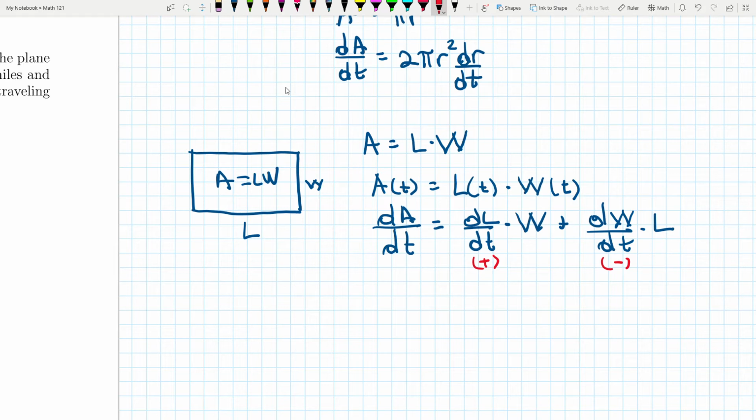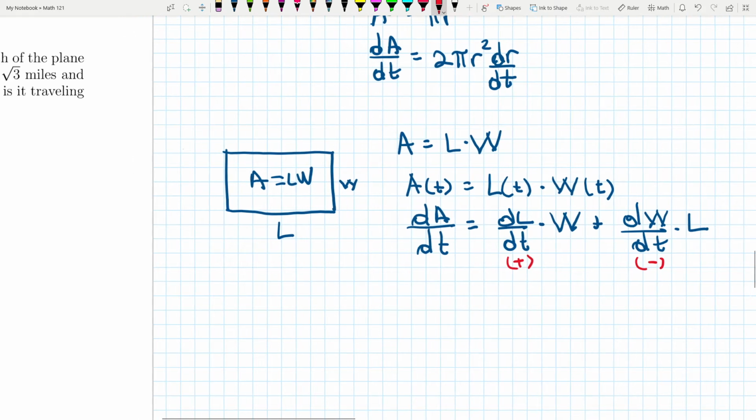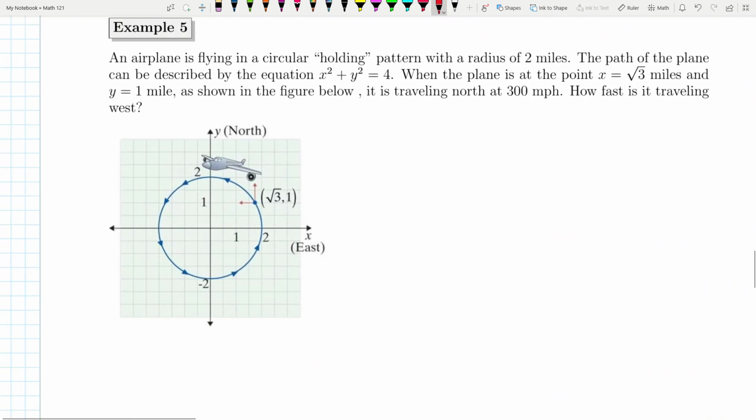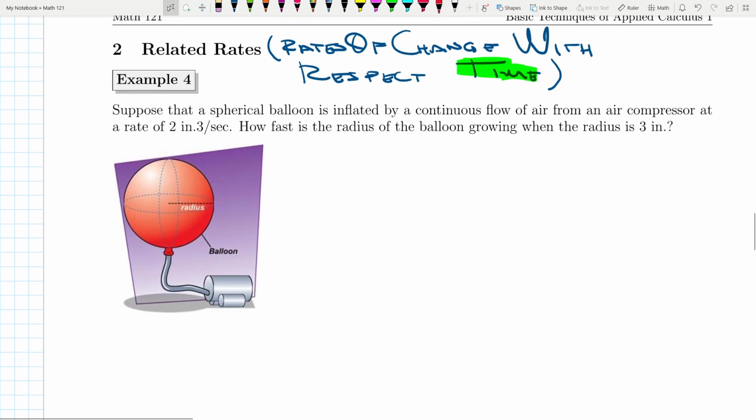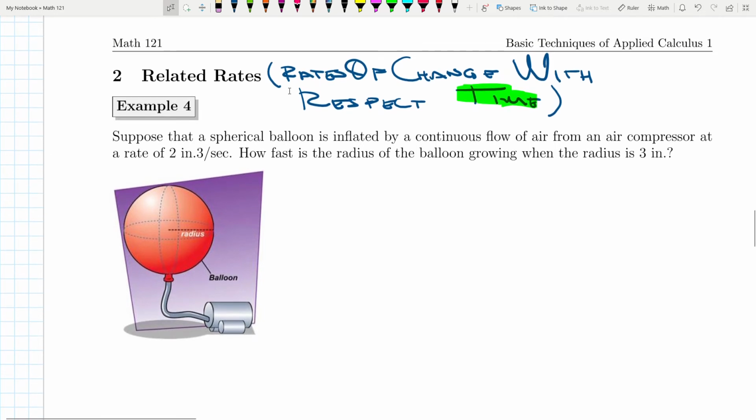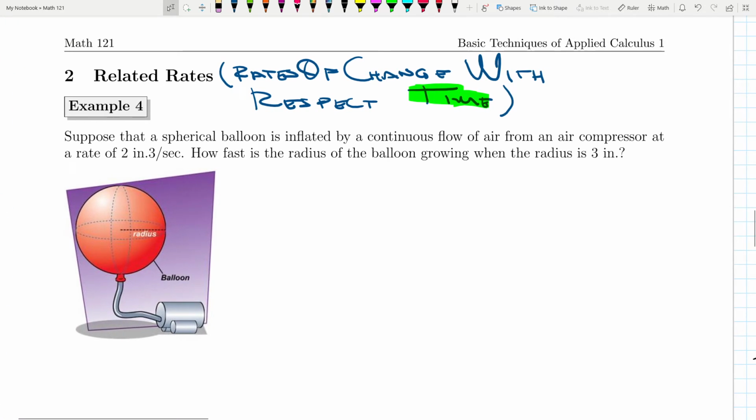Okay, so I think after this we're ready to look at the examples that we have. This is a very typical, very classical example to introduce related rates. Suppose that a spherical balloon is inflated by a continuous flow of air from an air compressor at a rate of 2 inches cubed. Here I meant cubed, but the PDF will be updated. 2 inches cubed per second. All right. How fast is the radius of the balloon growing when the radius is 3 inches?